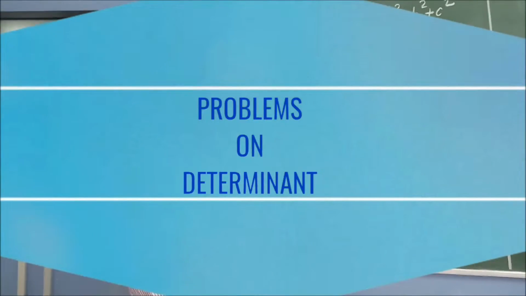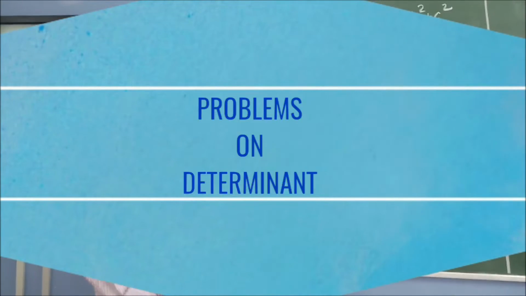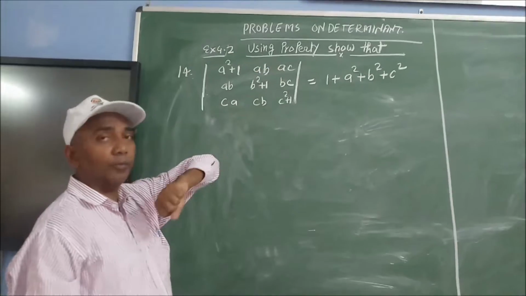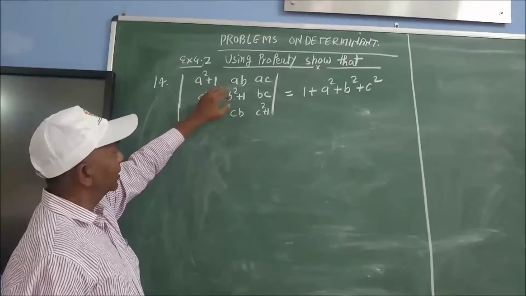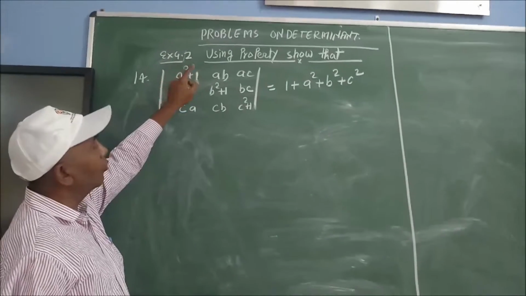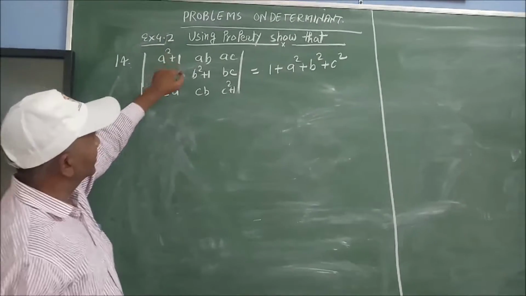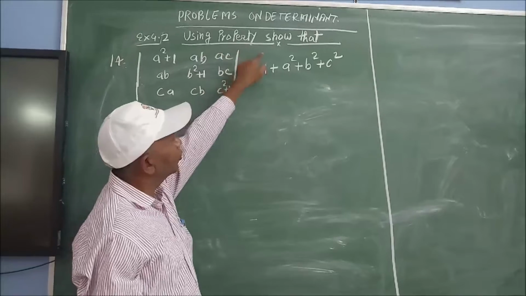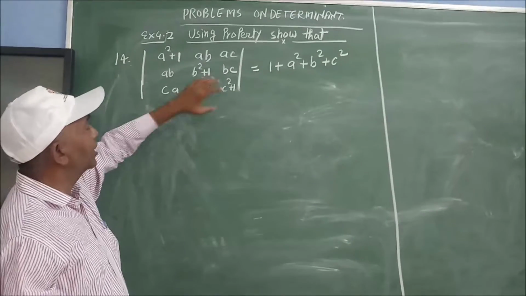Student. Myself Mukesh Kumar. Today our topic is problems of determinant. In CBSE examination, you will always see this topic for 4 marks. Question is like this: using property, show the determinant or prove the determinant.